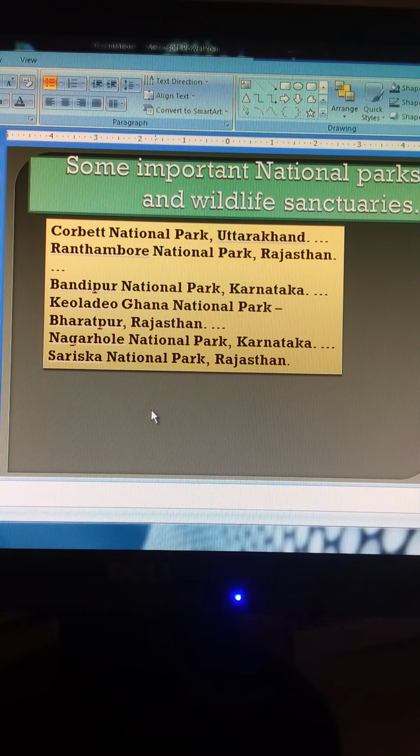Some important national parks and wildlife sanctuaries we can name are Corbett National Park, Uttarakhand; Ranthambore National Park, Rajasthan; Bandipur National Park, Karnataka; Keoladeo Ghana National Park, Bharatpur, Rajasthan; Nagarhole National Park, Karnataka; and Sariska National Park, Rajasthan. Apart from these, there are many more national parks, wildlife sanctuaries and biosphere reserves to protect our natural vegetation. That is all for today.